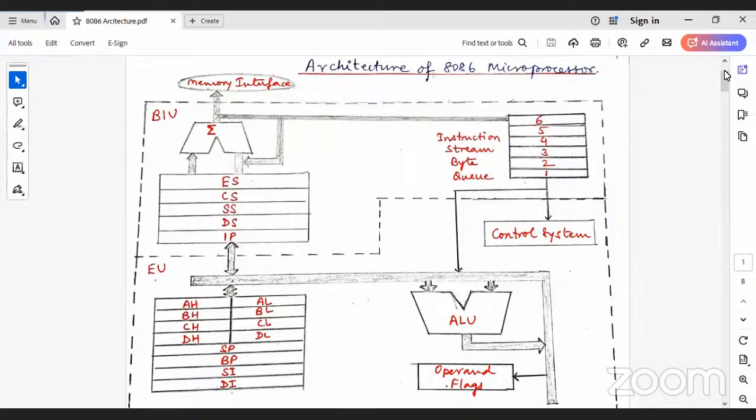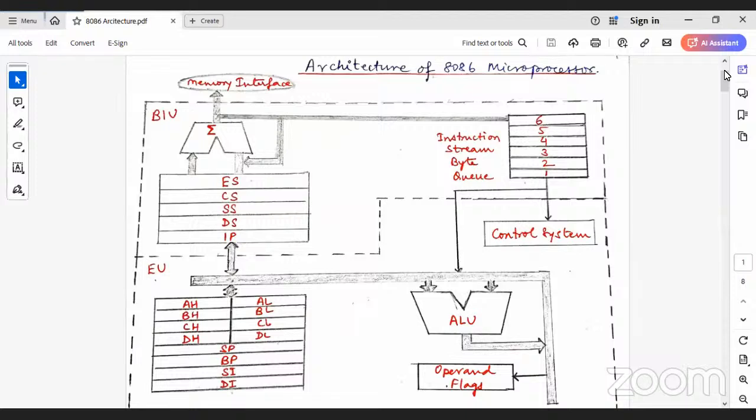And other than that, initially I have discussed the features of 8086, how 8086 is different from 8085. So in the exam you need not write about the features, directly you can draw the block diagram and go with the description of each block there. That also you can do.